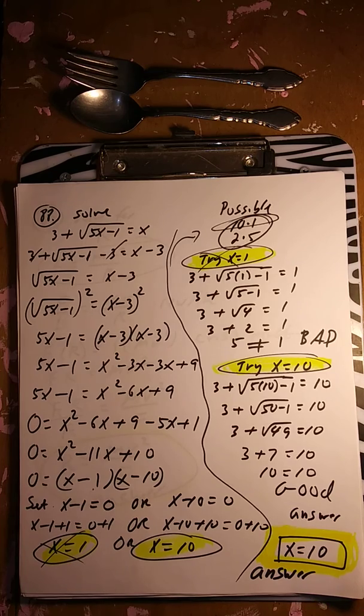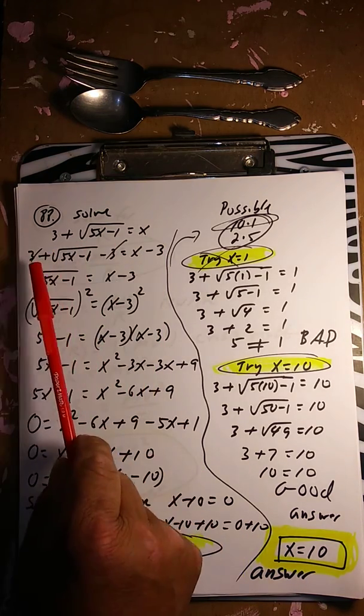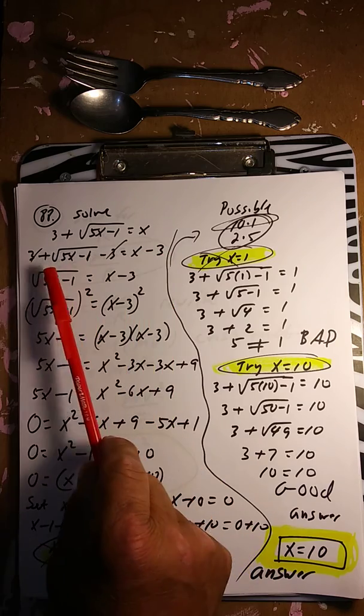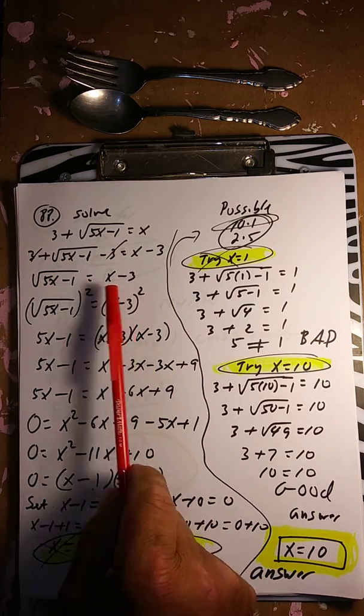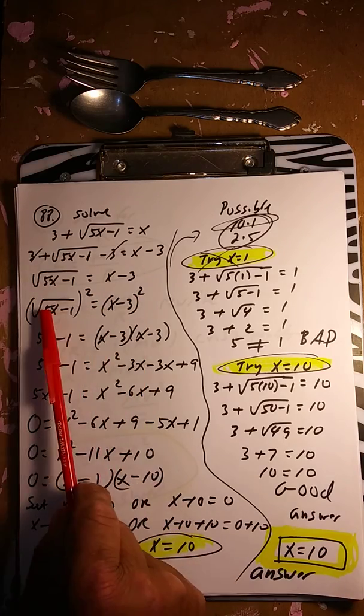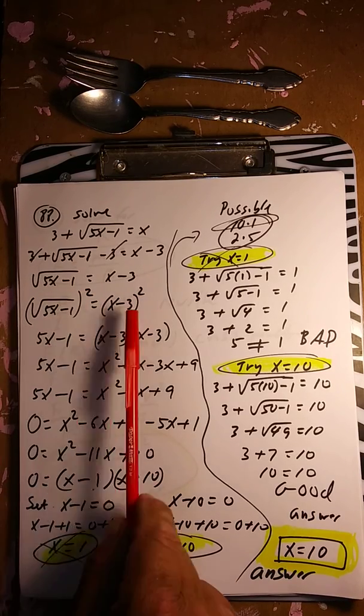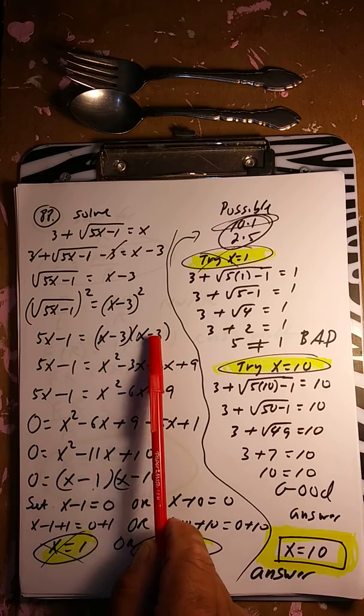So it's lots of steps. First we're going to add 3 to both sides. Now we have square root of 5x minus 1 equals x minus 3. Now we can square both sides. And then this one squared is gone, it's just this. For this one, x minus 3, x minus 3.